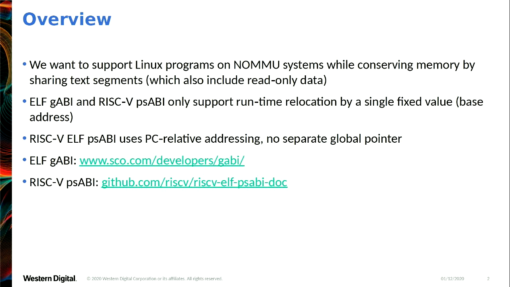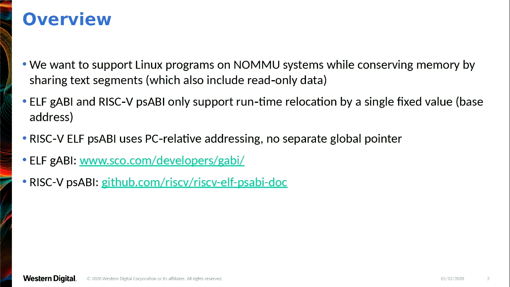So the thing is, we want to support Linux programs on NOMMU systems, and while technically it's possible already, like Damien has showed actually, the problem is we want to conserve memory, and the only way of running programs right now is using the flat format, where essentially you have to allocate the same amount of memory as the program has, including the read-only and text segments, which could potentially be shared between programs, and data, which is obviously specific to every program.